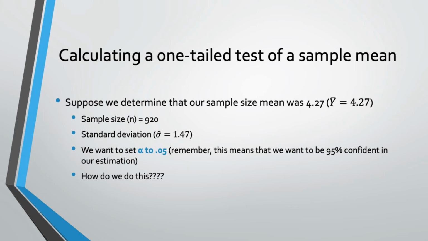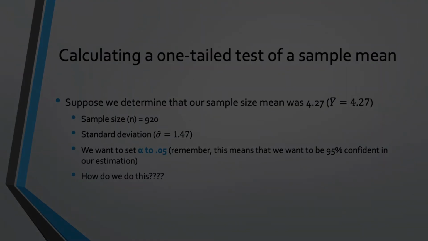Okay, remember that this means that we want to be 95% confident in our estimation, or we are satisfied with a 5% chance of being wrong. Well, how do we do this? We've talked a lot about alpha. How do we figure it out and measure it and get the correct value?